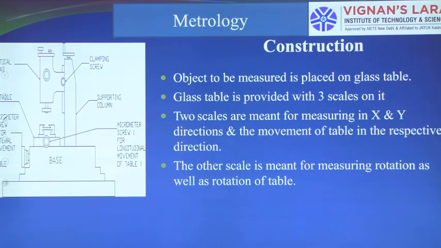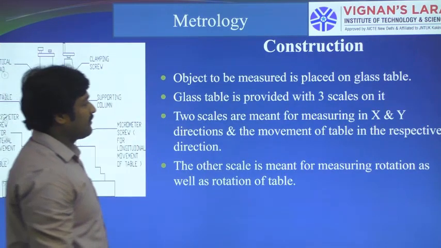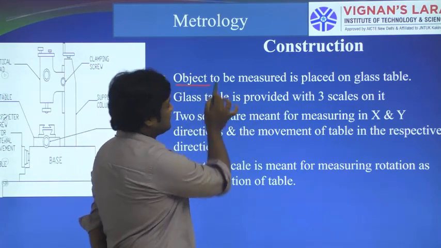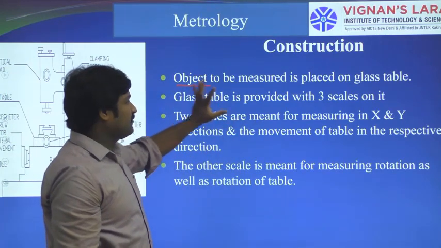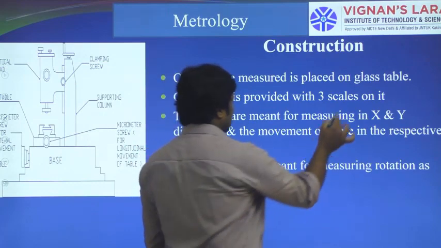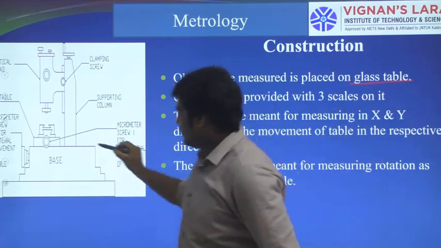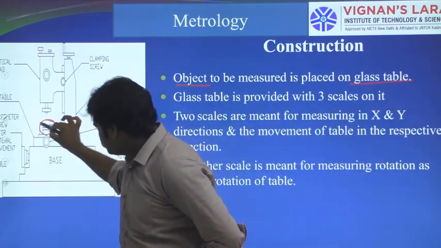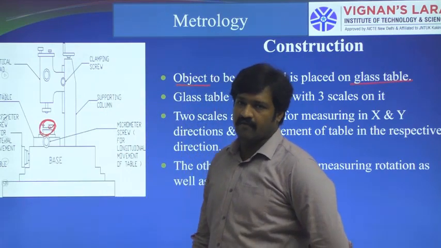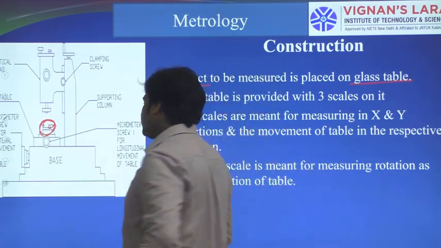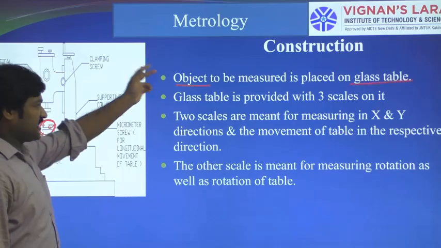So next, coming to the construction. The object to be measured, the workpiece whose measurements are to be taken, is placed on the glass table. So here, on the top of this, we are going to place our workpiece. On the top of a glass plate, we are going to place our object.